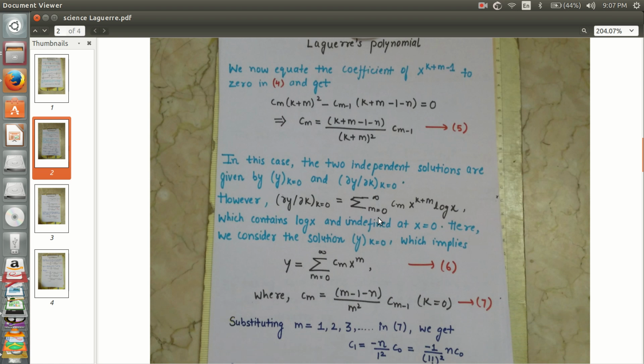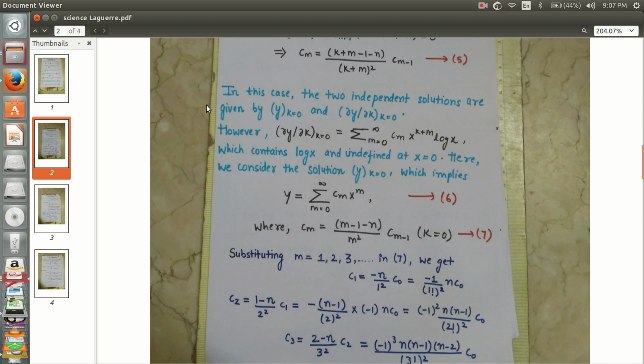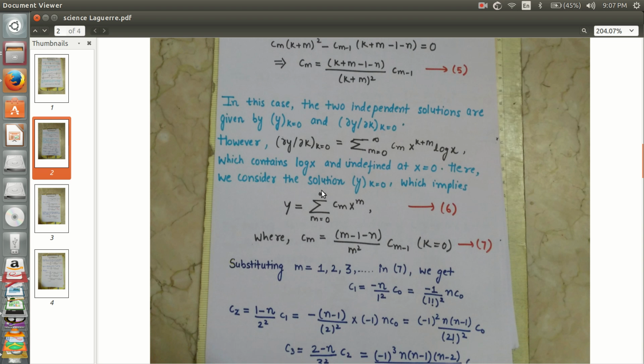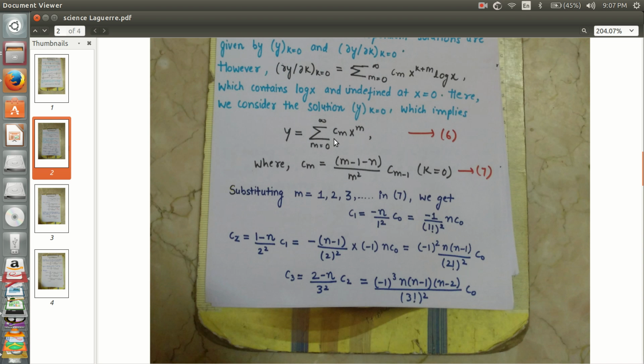We now equate the coefficient of x to the power k plus m minus 1 to 0 in equation 4 and get c_m (k plus m) whole square minus c_(m minus 1) into (k plus m minus 1 minus n) equals 0, and from this we get equation 5, that is the recurrence relation. Now in this case the two independent solutions are given by y at k equals 0 and del y by del k at k equals 0. Del y by del k at k equals 0 is summation m equals 0 to infinity c_m x to the k plus m log x, but as we know that log x is not defined at x equals 0, we will go with y at k equals 0. So our y is summation m equals 0 to infinity c_m x to the 0.